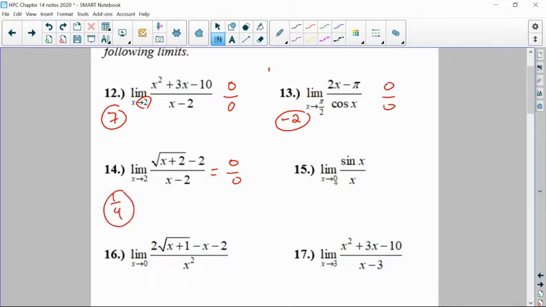Right? Here, putting in 0. Sine of 0 is 0. 0 over 0 is 0. But its limit value is equal to 1. And then our last example here, we put a 0 here. You get 2 times root 1, which is 2, minus 0, which is 2. Minus 2 is 0 over 0 squared is 0. Yet our limit value when we looked at it was negative 1/4. So all of those first 5 examples had 0 over 0.